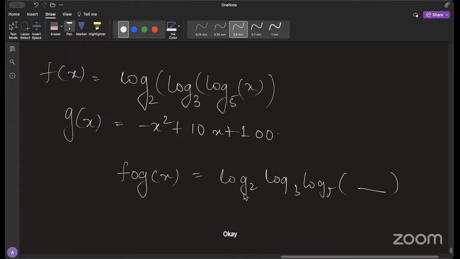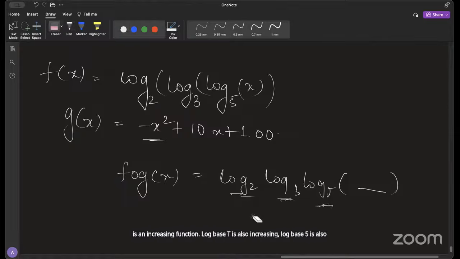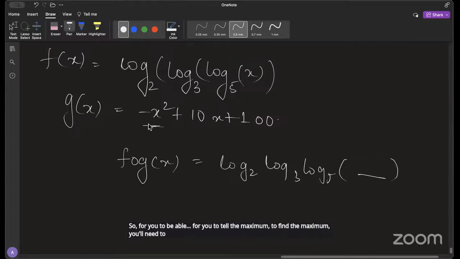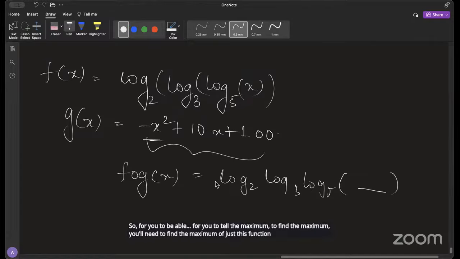So your log base 2, all of these logs combined together are increasing functions, right? This one is not an increasing function, but all these compositions are increasing. Log base 2 is increasing, log base 3 is also increasing, log base 5 is also an increasing function, right? So to find the maxima, you need to find the maxima of just this function, and we're done.